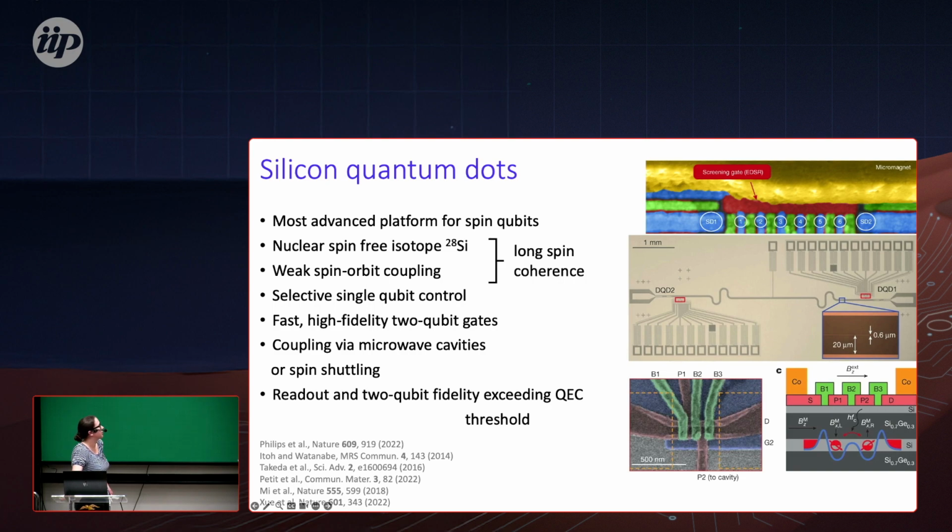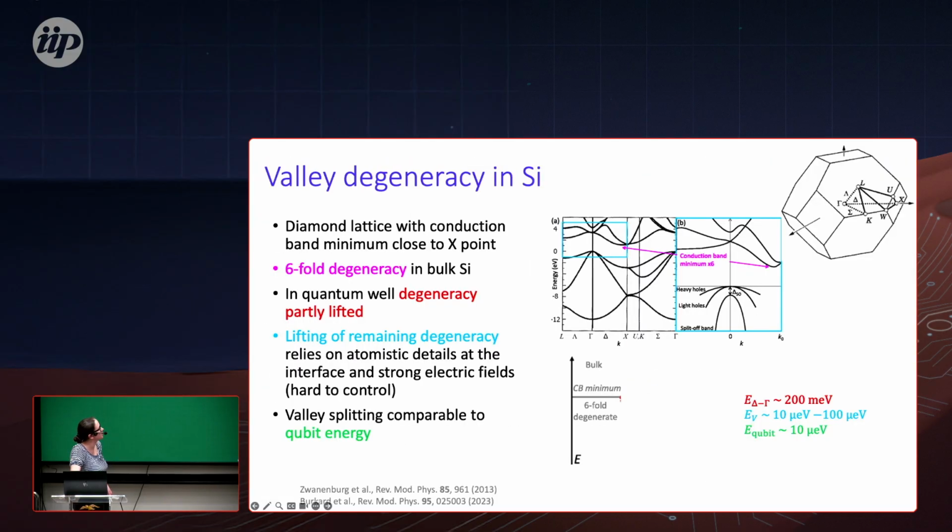And you can put it in the cavities, as many experiments, so everything works. The only problem with electron in silicon is that silicon has 6-fold degeneracy in the bulk, but you cannot work with a qubit which has not only spin degeneracy, but also this 6-fold degeneracy in the bulk.